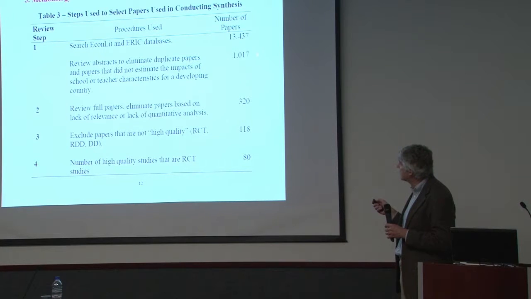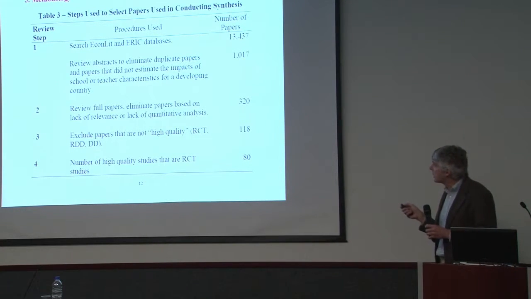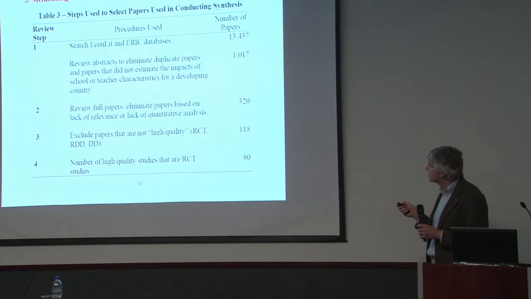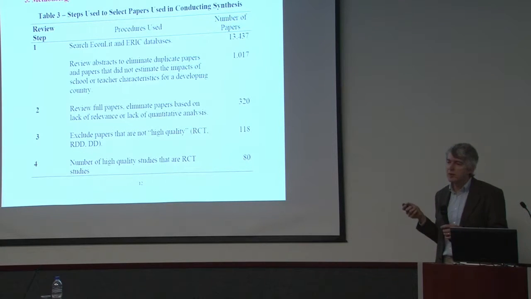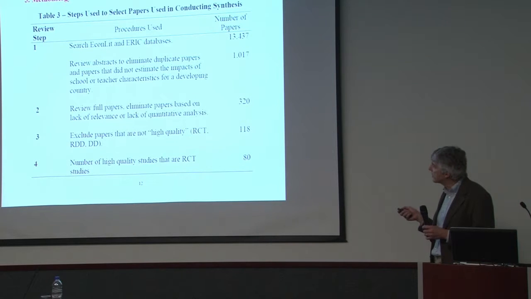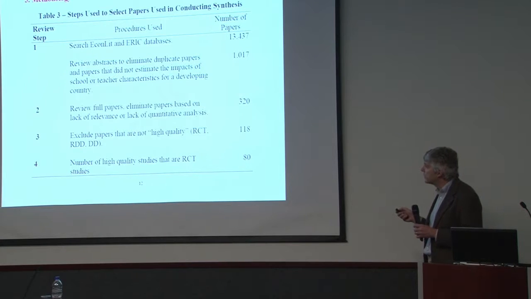From the year 1990 to 2014, that looked at the effect of school characteristics, teacher characteristics, and education policies on learning. Well, we had to go through those more carefully, not just looking at the abstracts, but at the full papers, which turned out to eliminate some. So then we were down to 320. That's still a lot of papers.